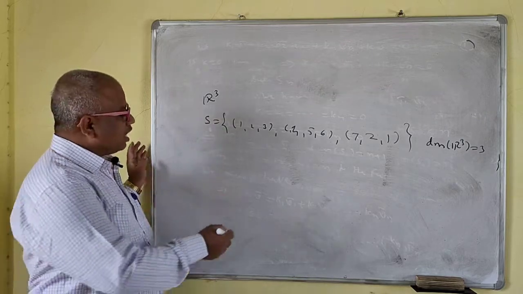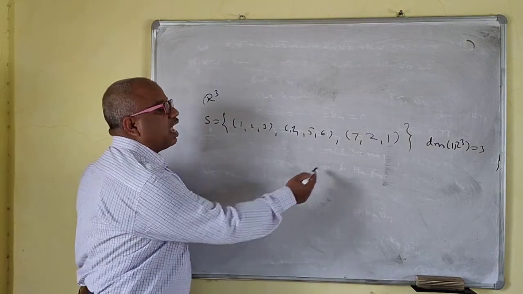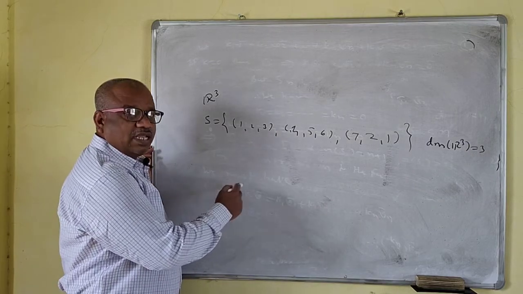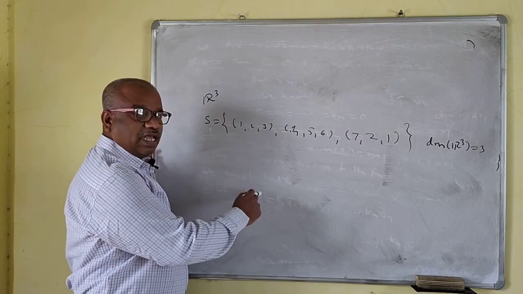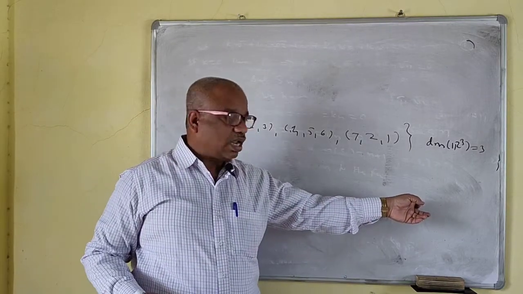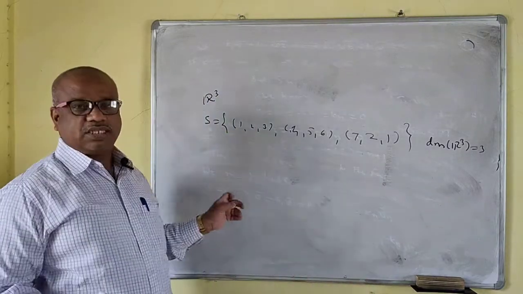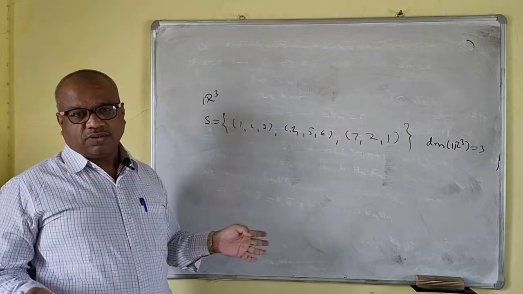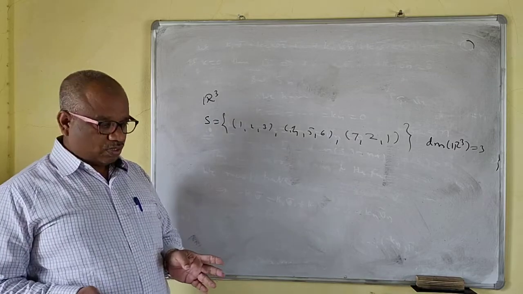Yes, and S is a linearly independent set and the dimension of R3 is 3. So therefore S contains 3 vectors. S is a linearly independent set containing 3 vectors and the dimension of R3 is 3. So therefore S is a basis for R3. It is enough now. Okay, no need to prove that S spans V.